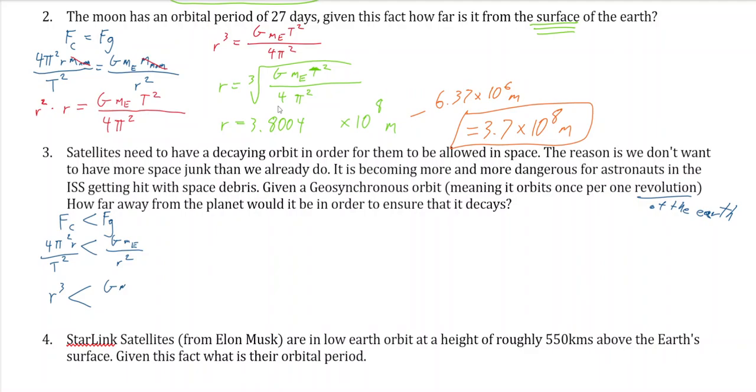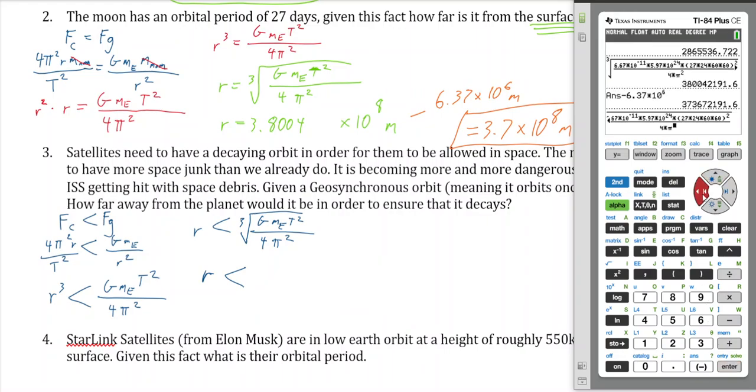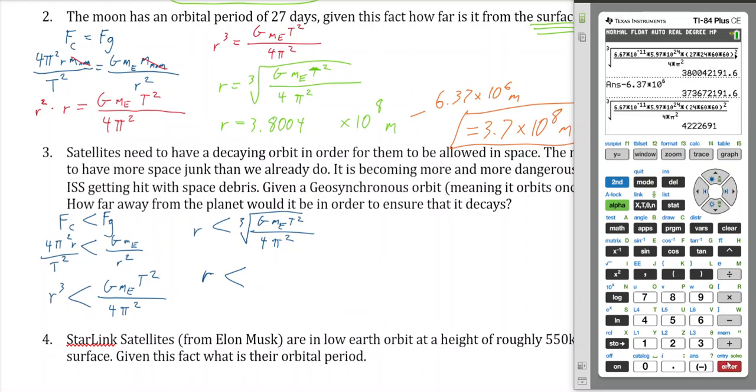I'm just trying to finish up here, so we're getting this value, and then R is less than the cube root of G M E T squared over 4 pi squared. Okay, so R has to be less than, and we do the same sort of calculation as before, except that instead of 27 days, we're talking 1 day, so just 24 hours. Other than that, everything else is the same.